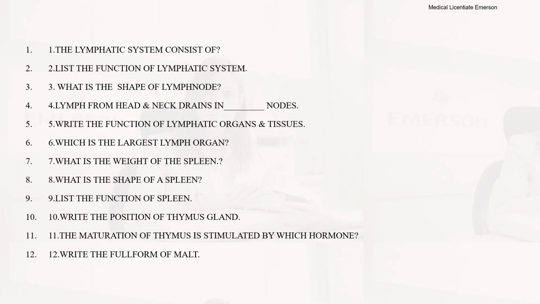Okay, then checkpoint. So of course you don't need to go through our checkpoint. So checkpoint, the question is: the lymphatic system consists of... the question is asking what consists the lymphatic system. The other question is list the functions of the lymphatic system. Then the other question, what is the shape of the lymph node? And you can actually be asked to draw the lymph node. Okay, then lymph from head and neck drains in dash nodes.